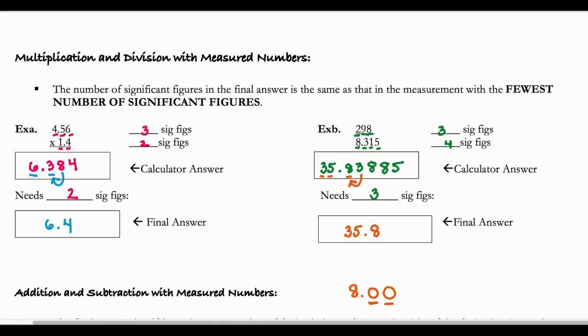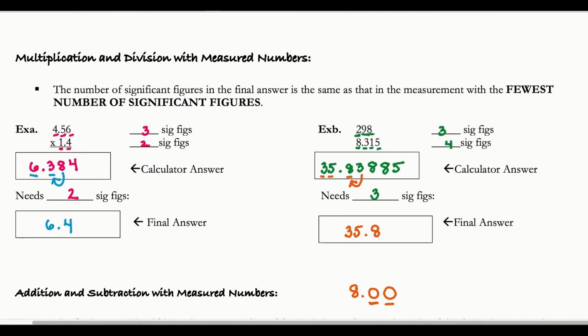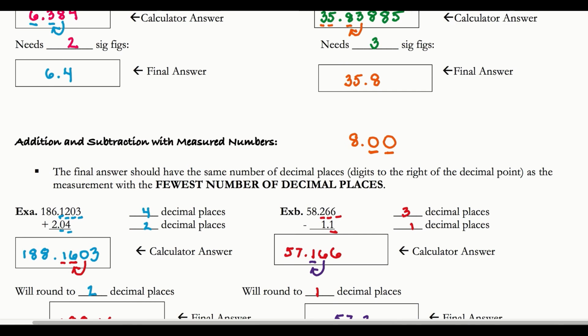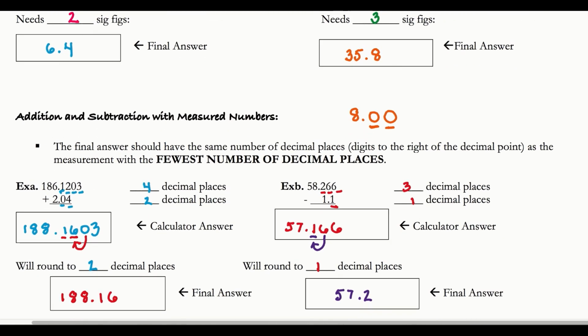So just a quick review. When you're multiplying or dividing, you base your rounding off of the fewest number of significant figures. When you're adding and subtracting, it is based on the fewest number of decimal places, and that's it.